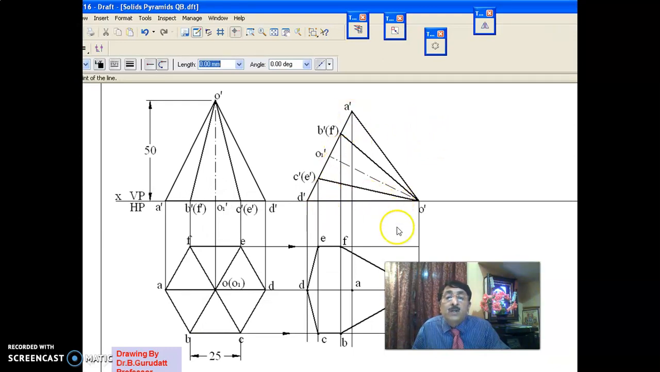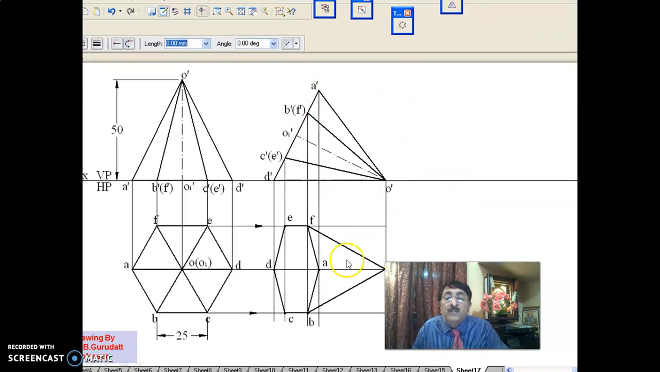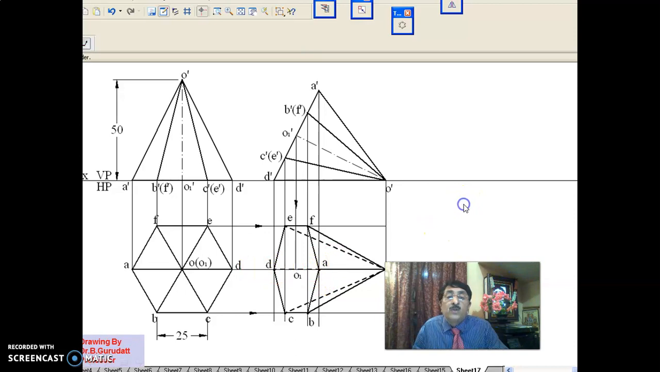Since base is nearer to the observer, darken the base. Now you count the edges, 6 plus 2, 8 edges are over. Then, since OA is nearer, darken OA. And OE and OC are far away and OD is also far away. In that way, you make it invisible. And OD, invisibility can be seen only between A and D. Now, show the axis also.